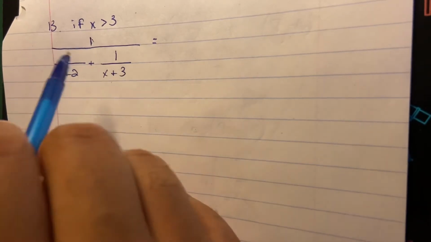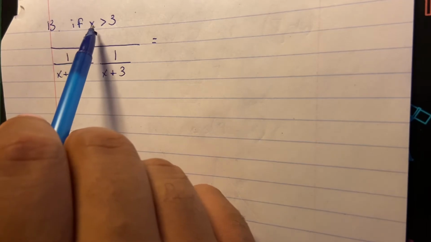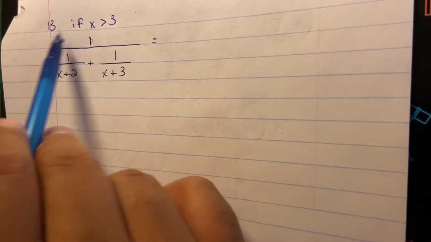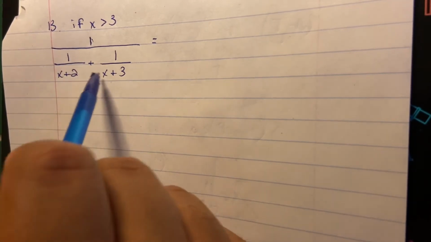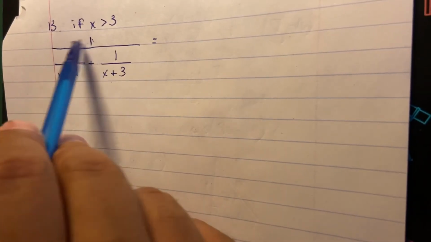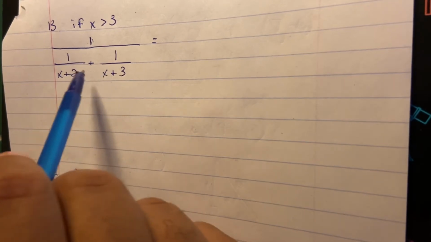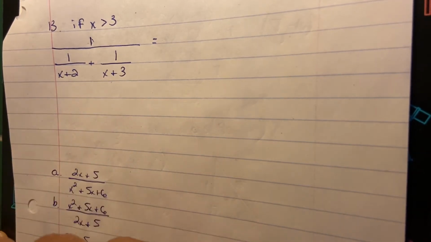So here we have number 13 from SAT Prep. It says that if x is greater than 3, then we have this complex fraction. A complex fraction is just a fraction that has other fractions inside of one big fraction. So 1 is your numerator, but then in your denominator, you got 2 other fractions.